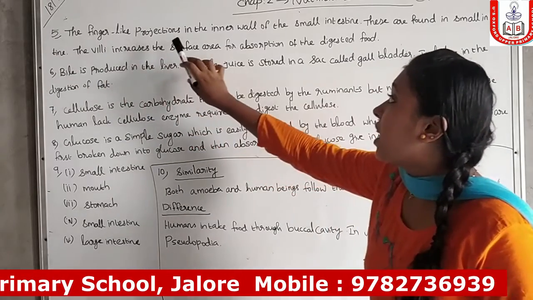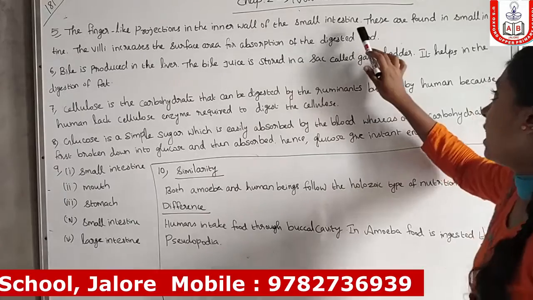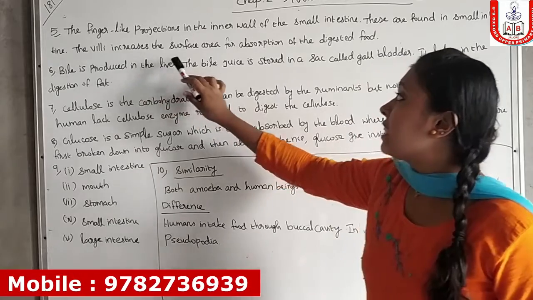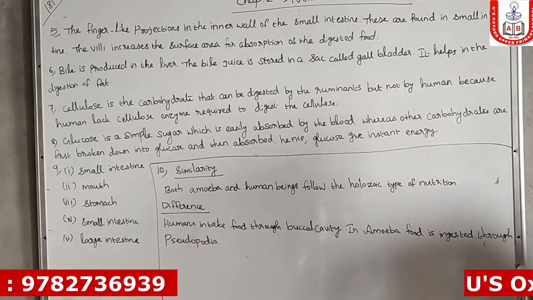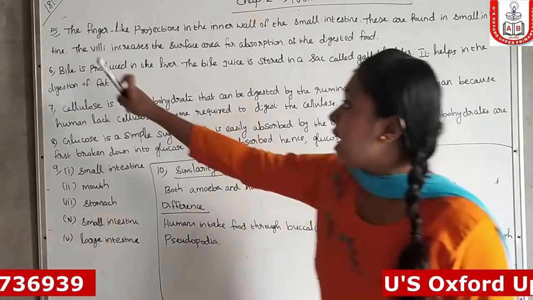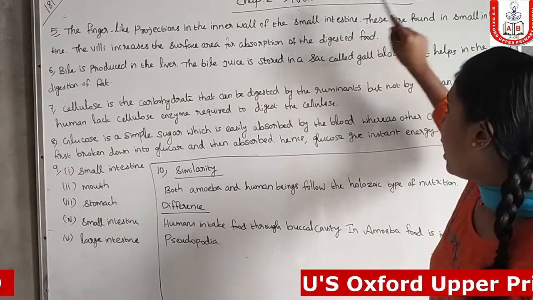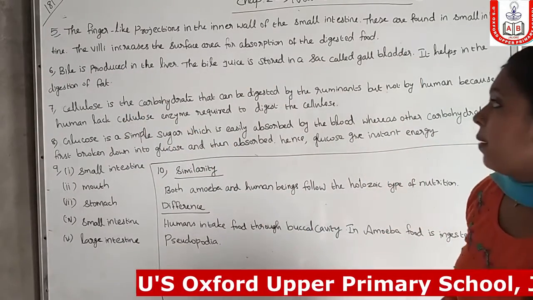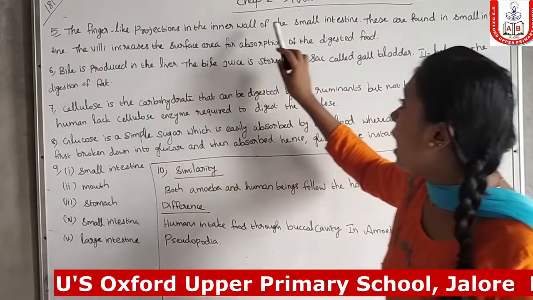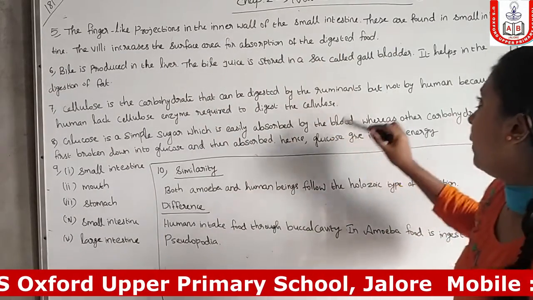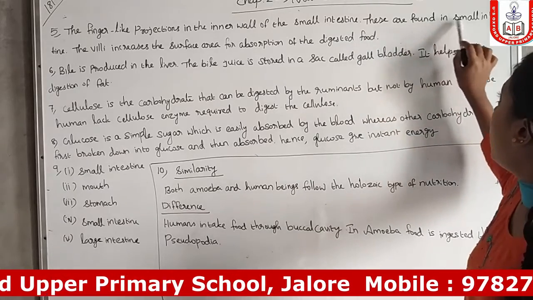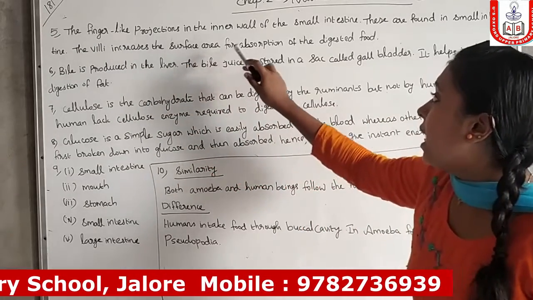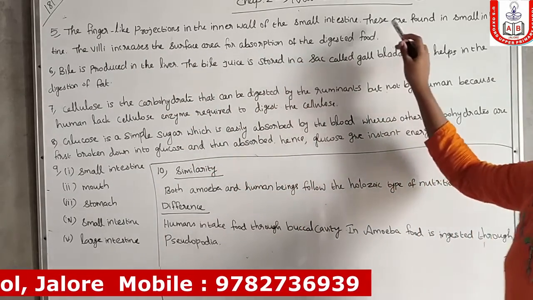The finger-like projections in the inner wall of the small intestine. These are found in the small intestine, and the villi increase the surface area for absorption of the digested food. So this is the answer for the first part, what are villi, and this is where it is located, and this is the function of villi. The finger-like projections in the inner wall of the small intestine are called villi, and they are found in the small intestine, and the villi increase the surface area for absorption of the digested food.